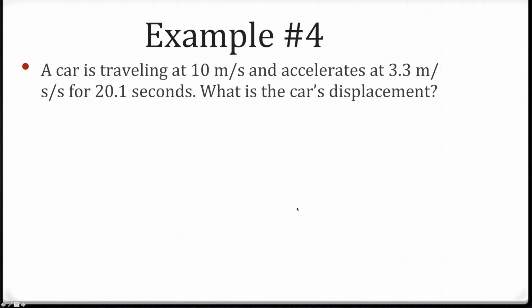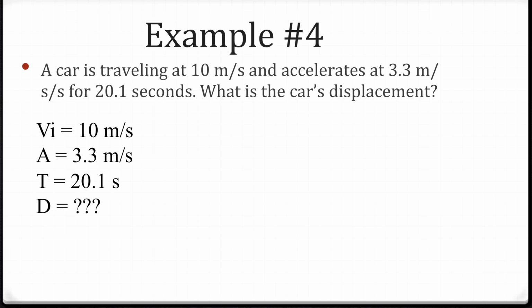All right, example 4, a car is traveling at 10 meters per second and accelerates at 3.3 meters per second for 20.1 seconds. What's the car's displacement? So we are given our initial velocity of 10 meters per second because that's what it's doing at the beginning of our question. And then acceleration is 3.3. Our time is 20.1 and our distance is unknown. So we want a formula with these things in it. Notice we don't have final velocity, so you don't want to use a formula with final velocity in it. And that formula that doesn't have final velocity in it is this one.